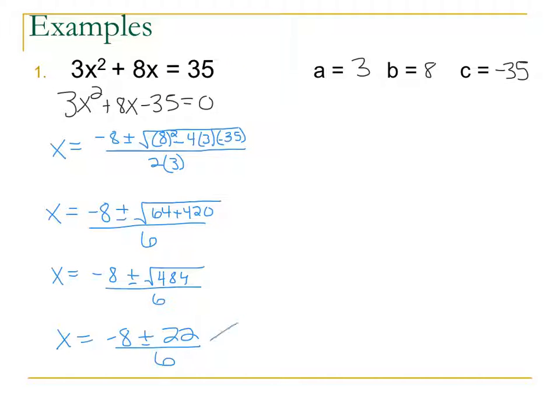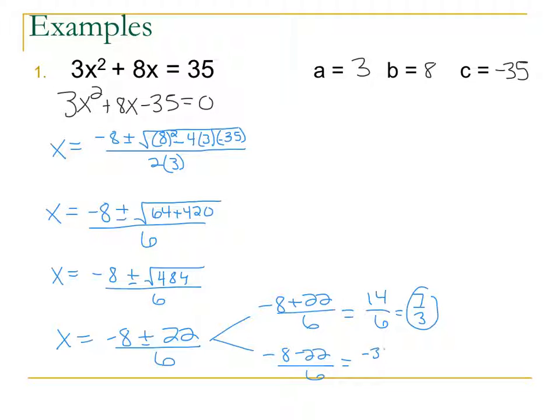So because it's a perfect square and we have all real numbers here, we can actually finish simplifying this. We'll do negative 8 plus 22 over 6, and then negative 8 minus 22 over 6. And we should get 2 real answers. So negative 8 plus 22 should be 14. 14 over 6 can just be reduced down to 7/3, and then our second solution should be negative 30 over 6, and that is just negative 5.